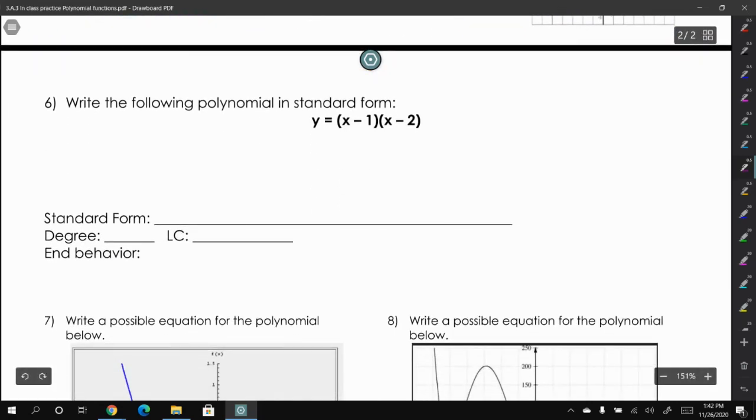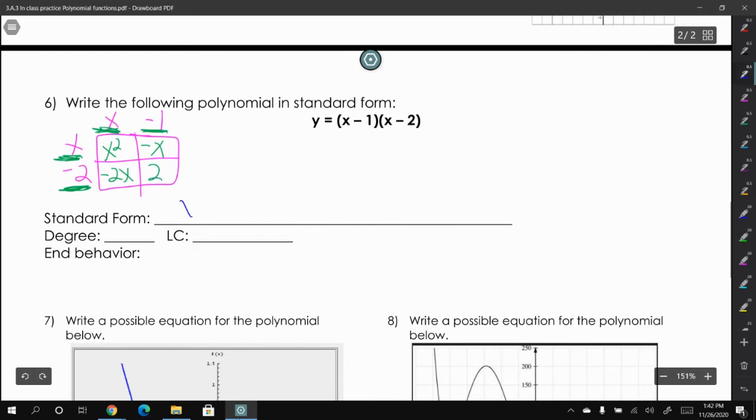Number 6, write the following polynomial in standard form. So we're going to multiply this out using our box. We have x minus 1, x minus 2. So x times x is x squared. X times negative 1 is negative 1x, or just negative x. X times negative 2 is negative 2x. And negative 2 times negative 1 is positive 2.